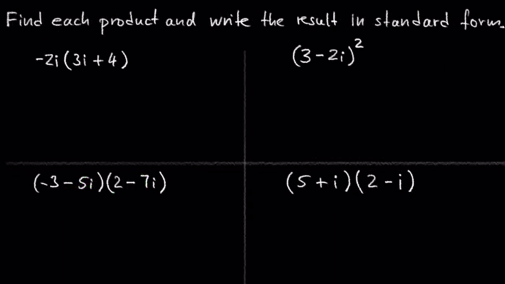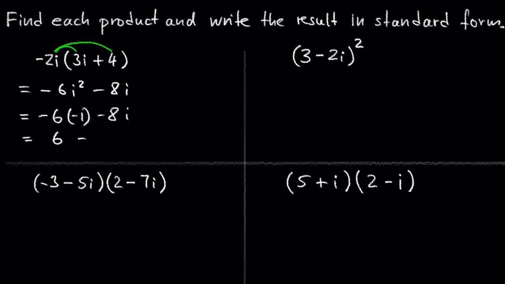Find each product and write the result in standard form. Negative 2i times 3i plus 4. Negative 2i times 3i is negative 6i squared. And negative 2i times 4 is negative 8i. i squared is negative 1. And negative 6 times negative 1 is 6. So we get 6 minus 8i, and we are done with this problem.